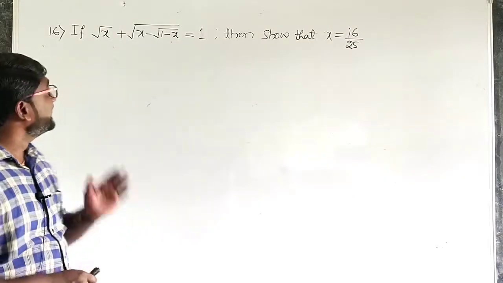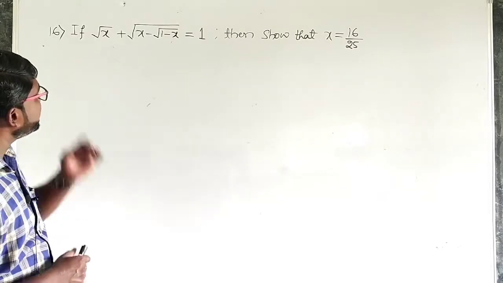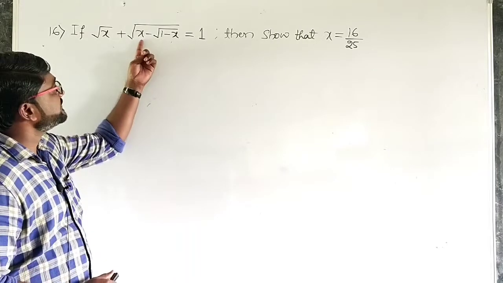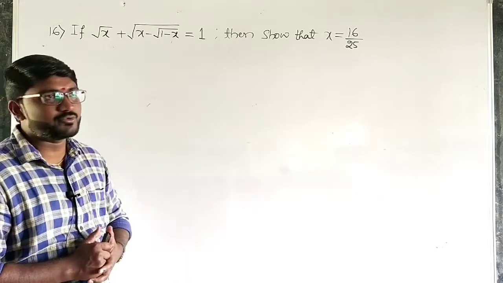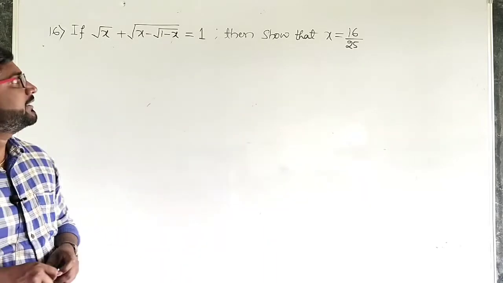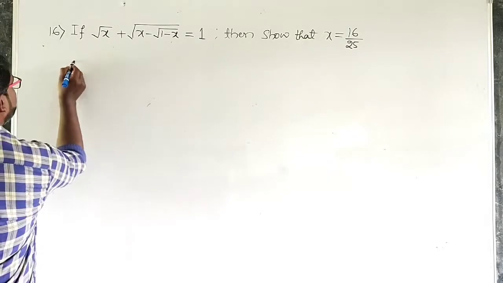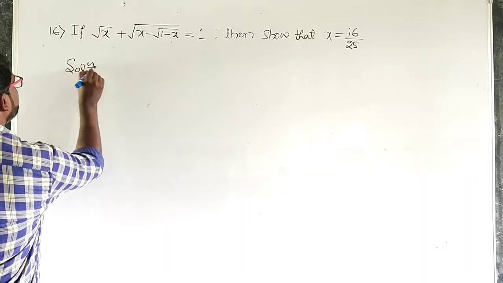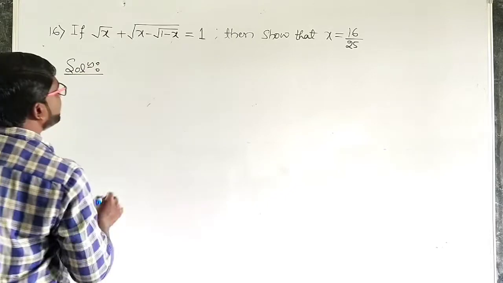Well, the next question is, if root x plus square root of x minus root 1 minus x is equal to 1, then show that x is equal to 16 divided by 25. So let me solve this. Let us write the given question.